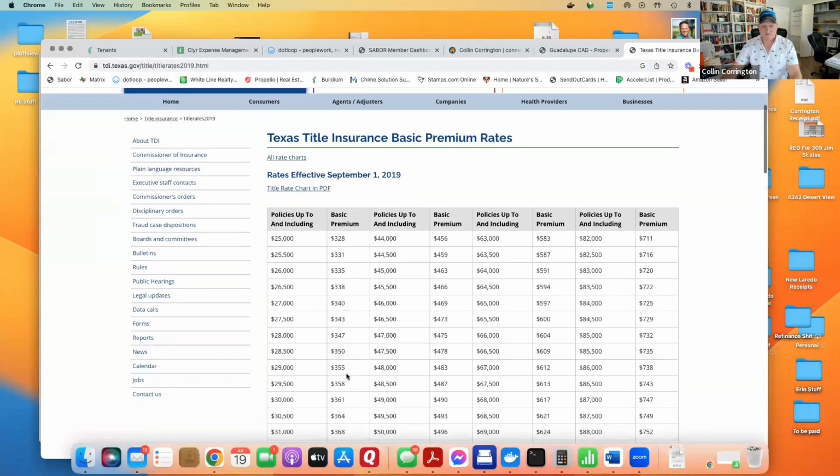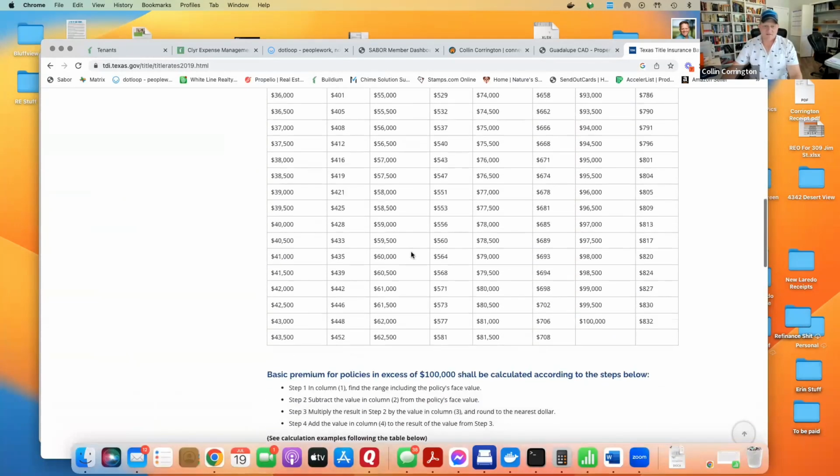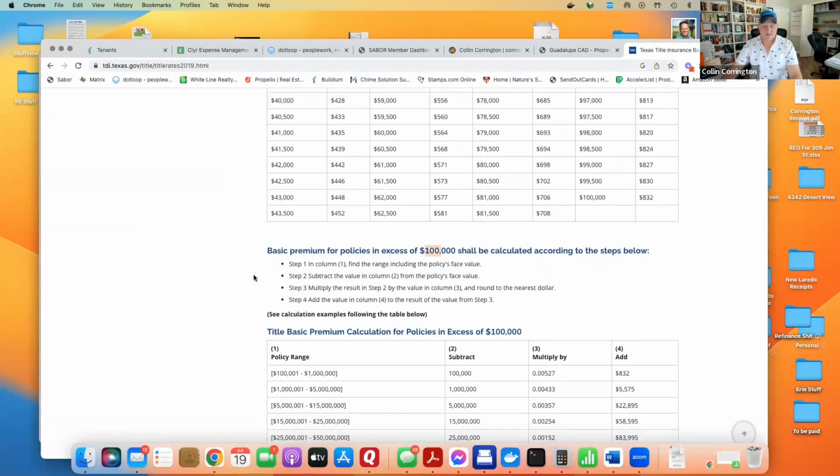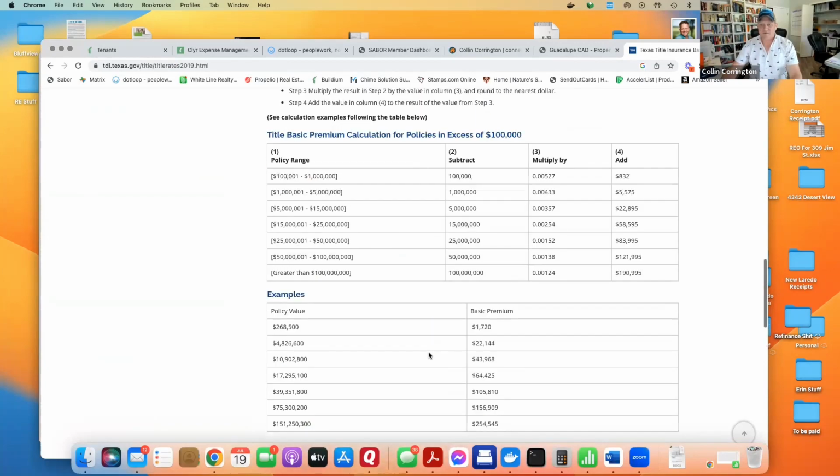There you go. Texas premium rate. Here's your formula right here. If it's less than $100,000, here's the amounts. If it's over $100,000, step 1, take the column range, multiply by this, add this, do this number, divide by that, and it'll tell you what your rate is.